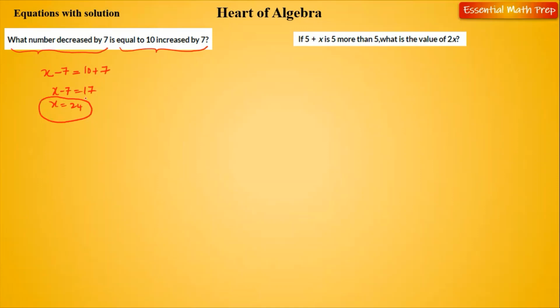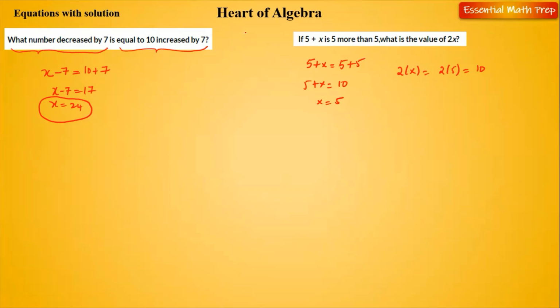Okay, you have to learn how to read the problem. If you didn't understand it the first time, read it a second time, but a little bit slower so you can actually see what the question is asking you to do. If 5 plus x is 5 more than 5, what is the value of 2x? If 5 plus x is 5 more than 5, that is 5 plus 5. So 5 plus x equals 10, x equals 5. What is 2x? 2 times x is 2 times 5, which is 10.